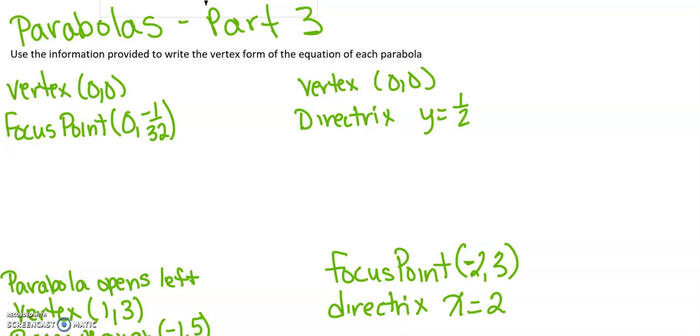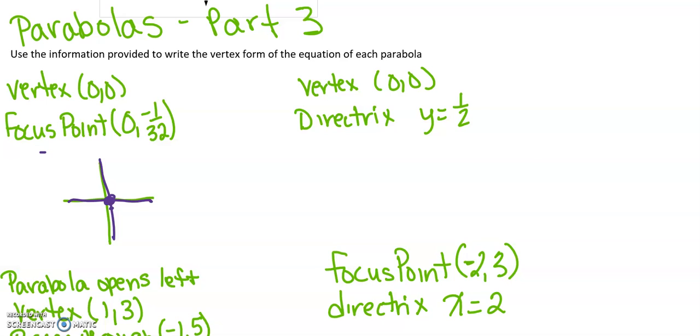All right, so it says use the information provided to write the vertex form of the equation of each parabola. So I'm given different information for different ones, and I usually put that on a graph somehow. I'm going to use a different color so it doesn't blend in with what we already have. My vertex is at 0, 0, and my focus point is at 0 and negative 1/32. So 0 and negative 1/32 is going to be on the y-axis below the vertex.